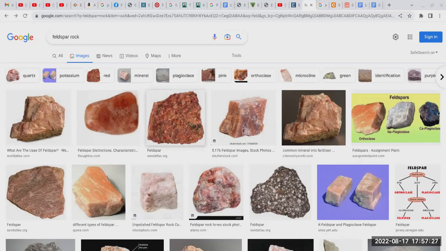And all of these are feldspars, right? Anybody can vision something like this one here that I'm pointing to. Can you see my pointer?